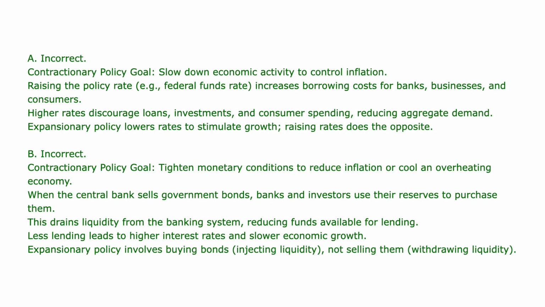A. Raising the policy rate is contractionary, used to curb inflation, not stimulate growth. B. Selling government bonds drains reserves and tightens credit, also contractionary, the opposite of expansionary.